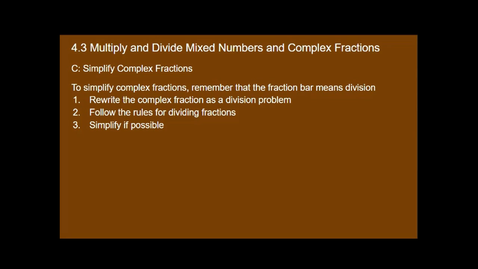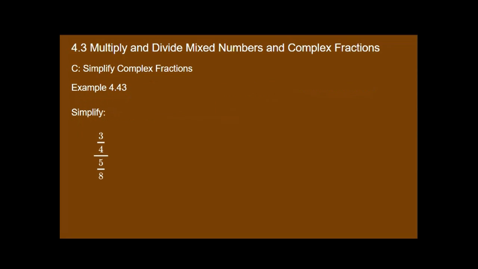Okay, rewrite the complex fraction as a division problem, follow the rules for dividing fractions, and simplify if possible. So let's see what this looks like when we actually pull up a problem here. So example 4.43, simplify. 3/4 is our numerator. I'm going to put a box around that to help myself. And 5/8 is the denominator.